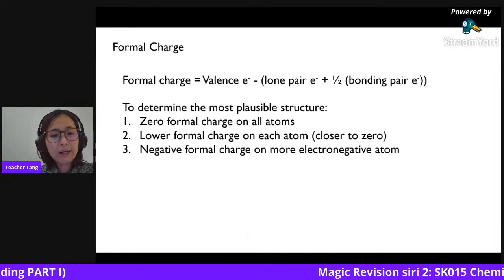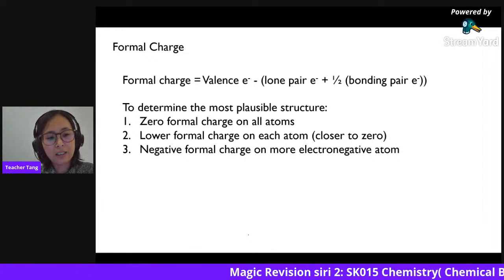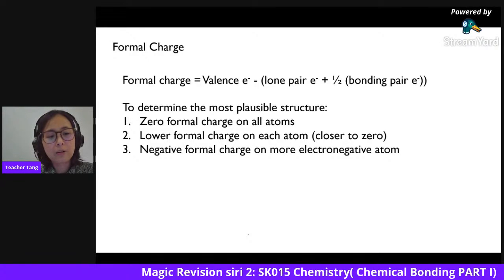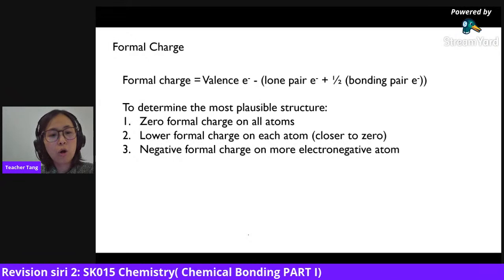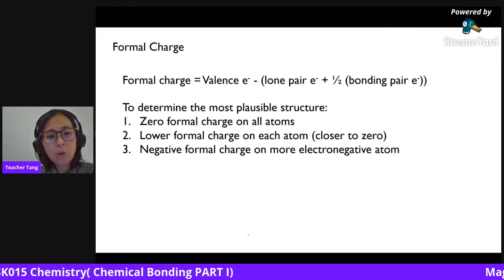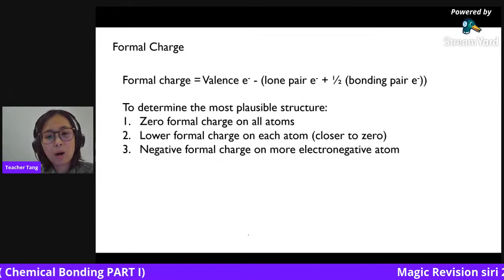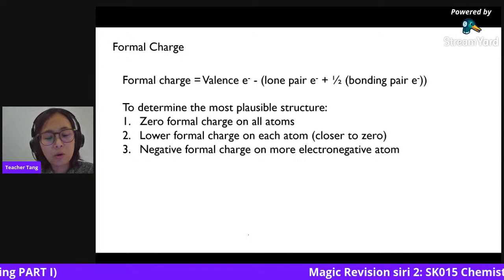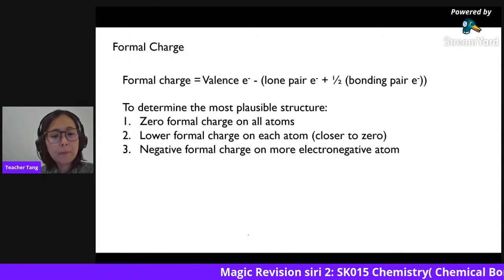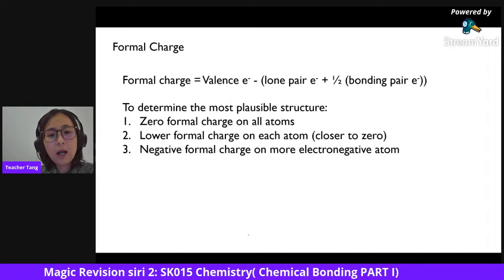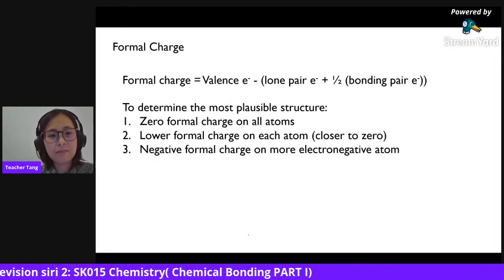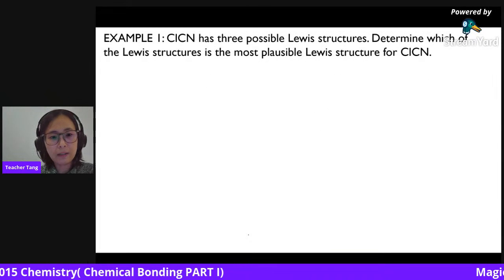If we can't get 0 formal charge on all the atoms, then we go to the second priority, where the formal charge on each atom is as low as possible. The lower formal charge means that it's the one closer to 0. And the third priority would be that the negative formal charge must be put on the more electronegative atom. We will look at more examples after this.